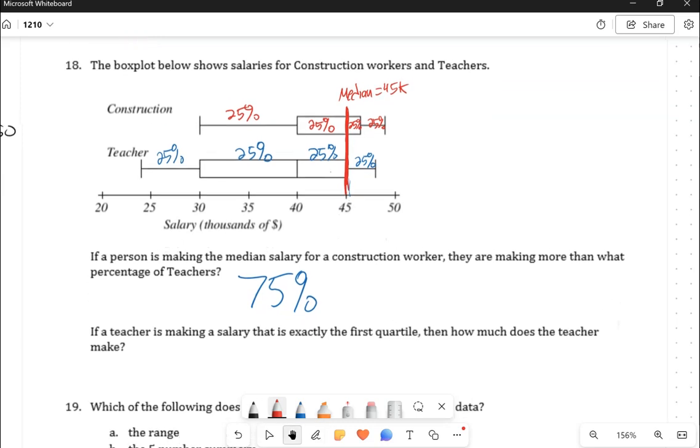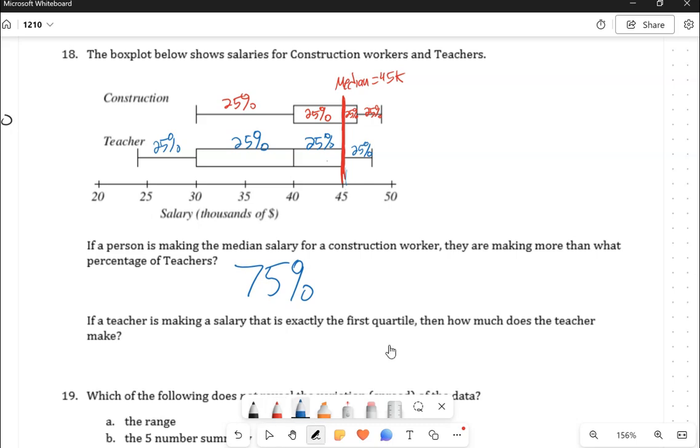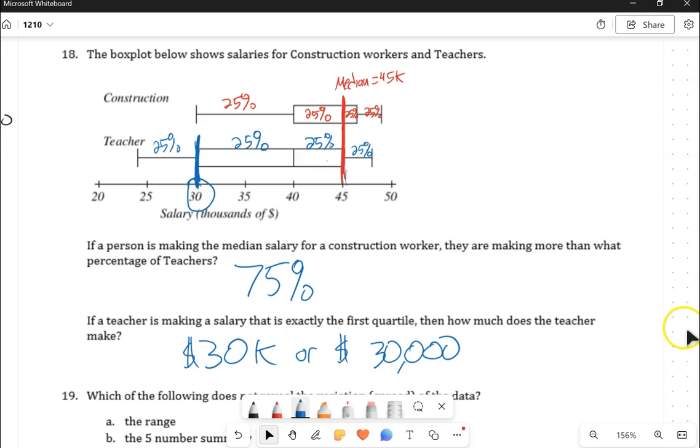If a teacher is making a salary that is exactly the first quartile, they're making $30K or $30,000, depending on which way you want to. You could even write 30,000 in English. Just make sure you don't write 30, because that would not be correct. The teacher's making exactly the first quartile, 30,000. That means they're making more than 25% of the other teachers, but they're making less than 75% of the other teachers.